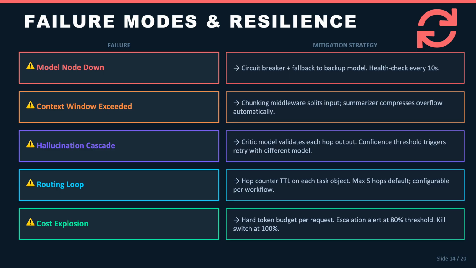Hallucination cascade, where one model's incorrect output poisons downstream models, is mitigated by a critic model that validates each hop's output against a confidence threshold, triggering a retry with a different model if the threshold isn't met. Routing loops are prevented by a hop counter, TTL, embedded in every task object. The default is 5 hops maximum, configurable per workflow. And cost explosion is controlled by hard token budgets per request, with an escalation alert at 80% of budget and an automatic kill switch at 100%. The key principle is that every failure mode must have a deterministic, automated response. Humans should only be involved for systematic failures, never individual request failures.